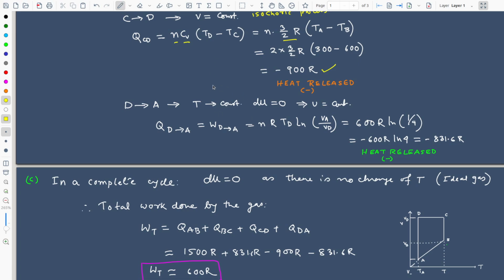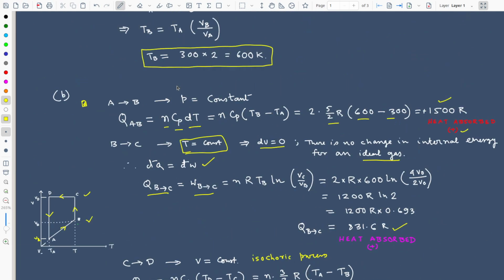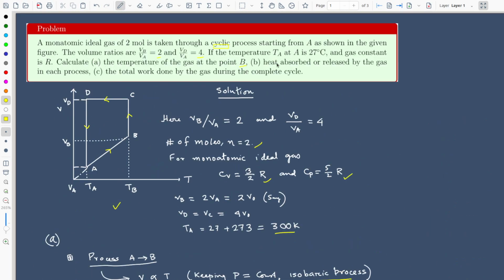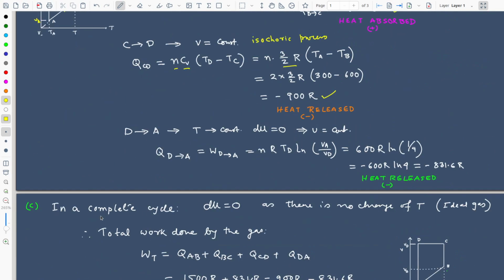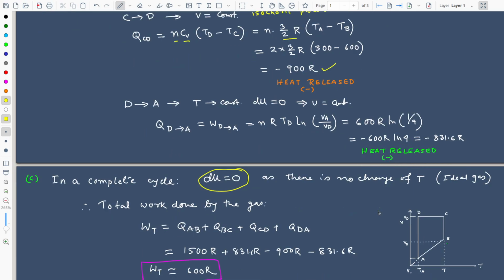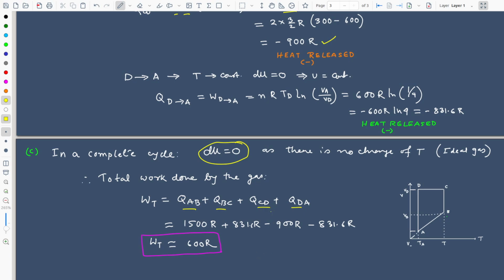And these are all of the calculations for B, heat absorbed or released by the gas in each process. The rest is the total work done by the gas during the complete cycle. Now, in a complete cycle, there is no change in internal energy, because there is no change in temperature when it returns back to the point A, as there is no change in temperature for an ideal gas. Total work done by the gas is basically the net heat absorbed, and if you sum these, you will get the work done.